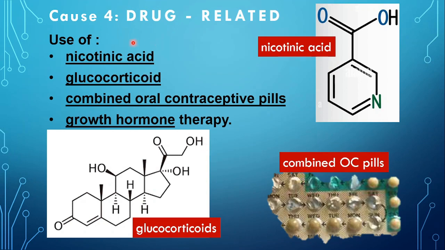Drug related. Now, what are the drugs? Nicotinic acid, glucocorticoids, which are actually steroids, combined oral contraceptive pills, birth control pills, and growth hormone therapy. So OC pills, steroids, glucocorticoids, and nicotinic acid. The use of these drugs could be one of the reasons for the disorder Acanthosis nigricans in some patients.